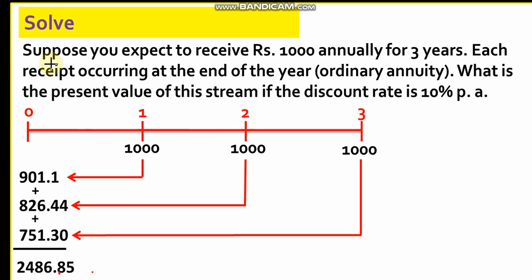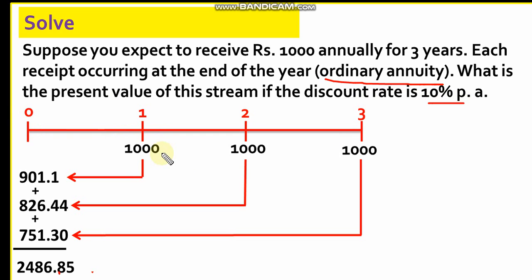Okay, so suppose you expect to receive 1,000 rupees annually for 3 years, each receipt occurring at the end of the year. That is a case of ordinary annuity. When cash flow occurs at the beginning of the year, we call it annuity due. When it occurs at the end of the year, we call it ordinary annuity. What is the present value of this stream of cash flow if the discounting rate is 10%?